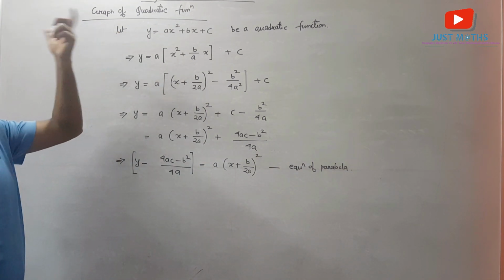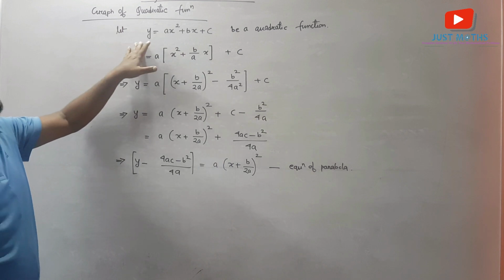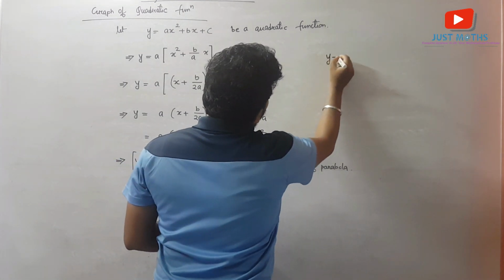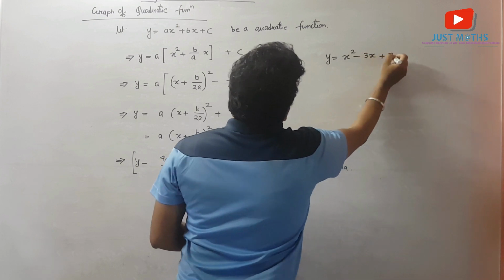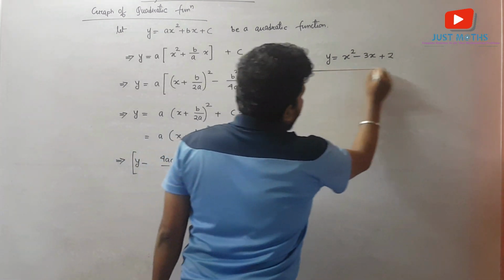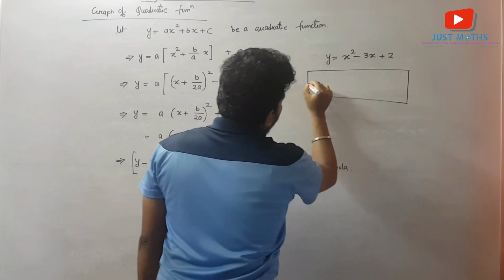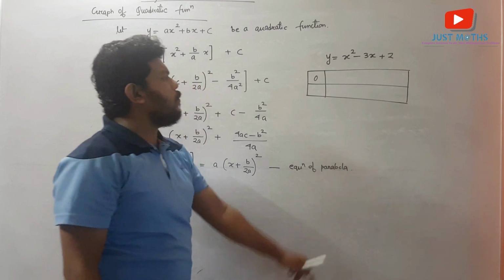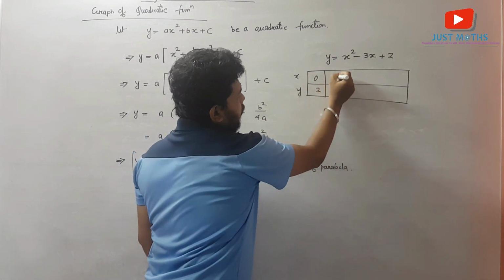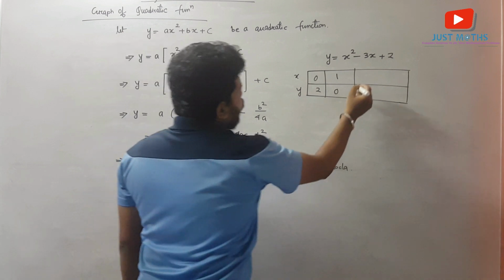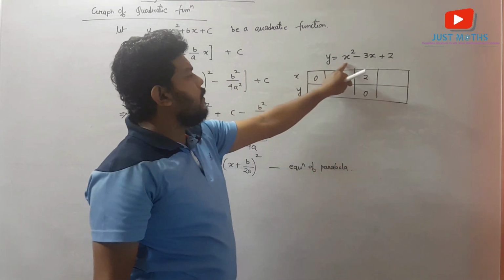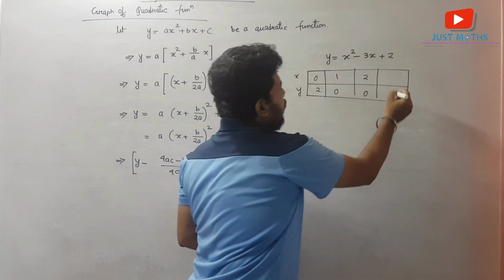Now just remember, this equation of a quadratic function y is equal to ax square plus bx plus c represents a parabola. For example, you can take y is equal to x square minus 3x plus 2. If I draw the graph of this function freehand, we can get a parabola. For example, this is x, this is y. For x equal to 0, y will be 2. For x equal to 1, this is 0. For x equal to 2, this is 0. For x equal to 3, 3 square 9, 3 into 3 9, it is again 2.